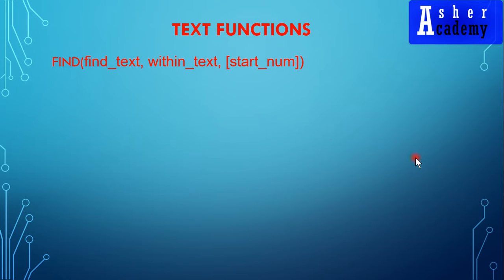In this lesson, I'm going to demonstrate the functionality of text functions. The first text function that I will talk about is the find function. The find function takes three arguments: the find text, within text, as well as the start num. The start num is optional. The find text and the within text arguments are compulsory. They must be supplied in order for this function to work.